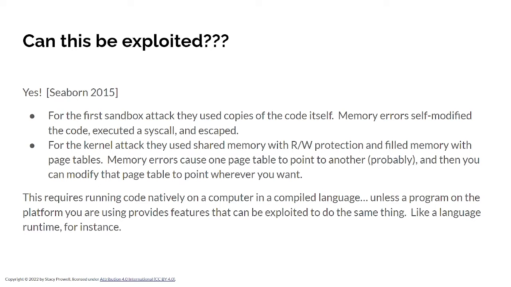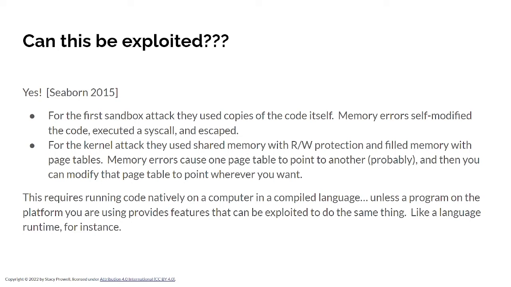How do you do that? Well, each process gets its own copy of the page table. So you spawn off lots of processes, and eventually you try to fill memory up with page tables. A memory error can cause one page table to have an error, and since it points to another page table, maybe you then end up with read and write permission to that particular page table. And so there you go.